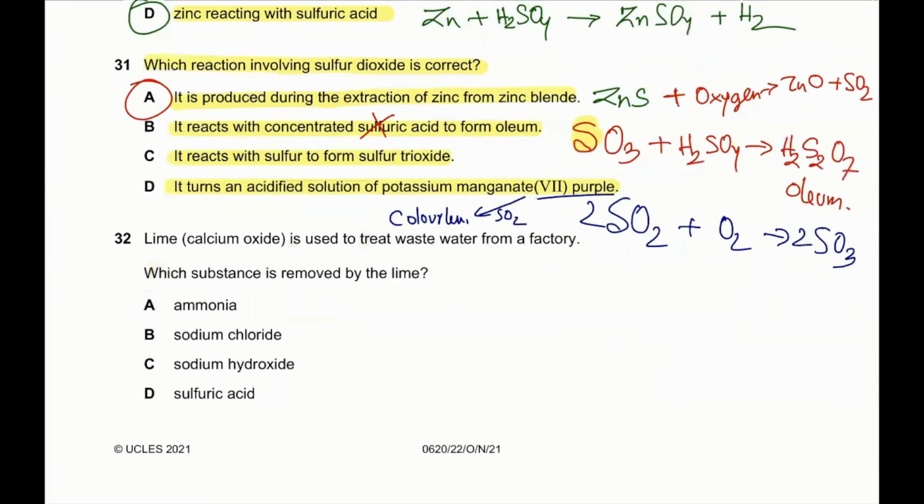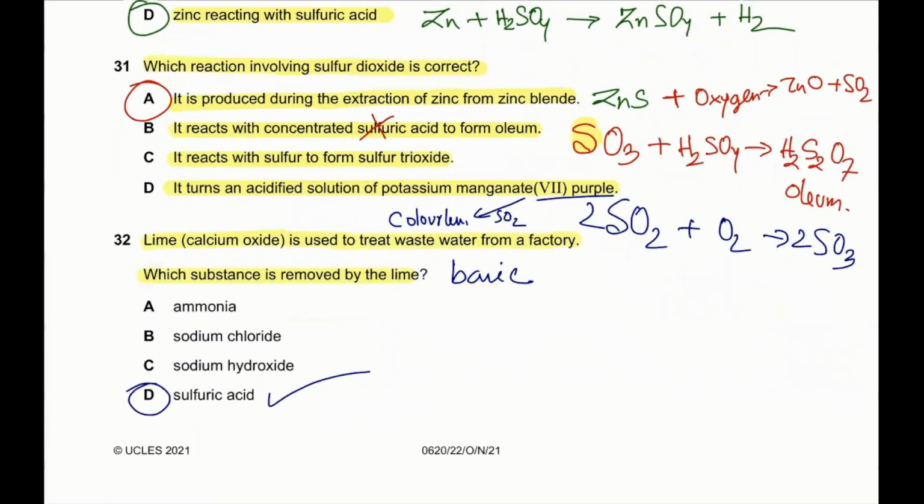Guys, next, lime, calcium oxide, is used to treat wastewater from a factory. Which substance is removed by the lime? Lime is basic, so lime will remove acid. D will be the correct answer, guys. Ammonia is a base, sodium chloride is neutral, sodium hydroxide is a base. So yes, lime can be used to remove sulfur dioxide. Question number 32, D is the correct answer.